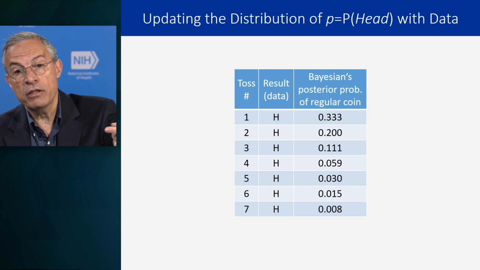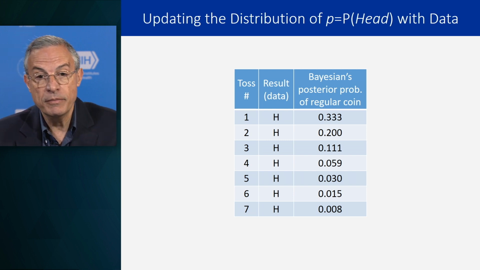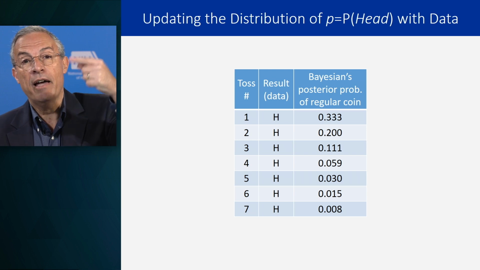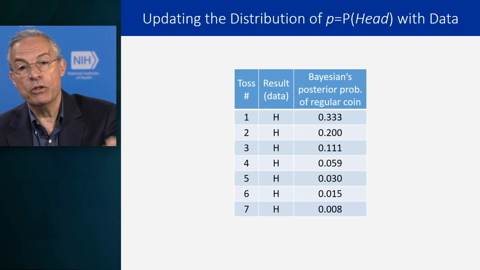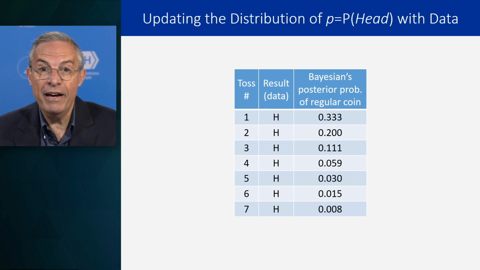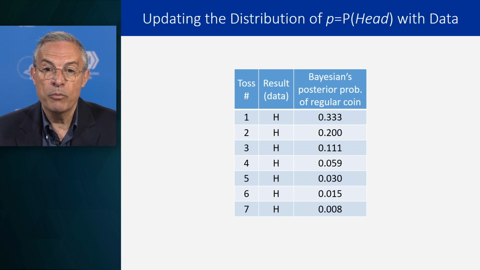So, with the first toss, the Bayesian posterior probability of the regular coin is 0.333. And after the second toss, it's 0.2. After the third, etc. And after the 7th toss, the probability of the regular coin is 0.008.